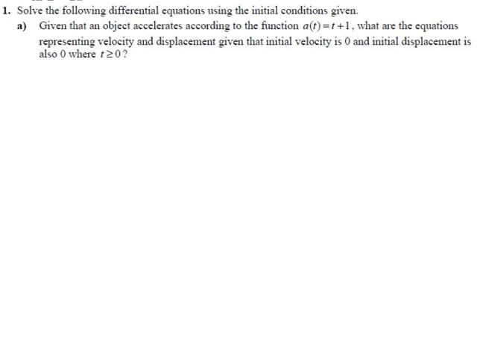Okay, equations of motion once again. They give us an object whose acceleration, meaning the second derivative of its position, is t plus 1. And we know if you integrate that, you'll get velocity, because that's the first derivative of position. And if we integrate that, we'll get position, s or s of t. So we need some antiderivatives.